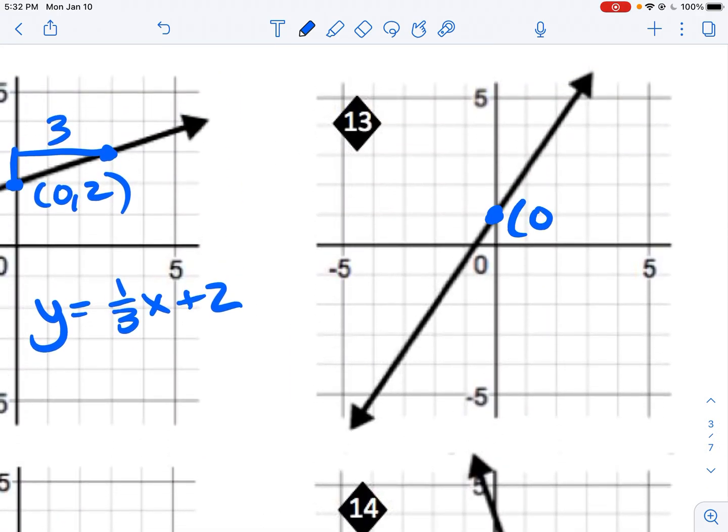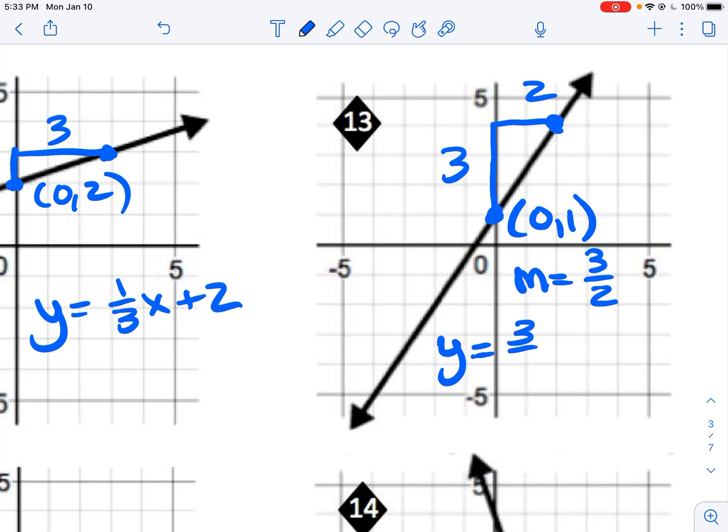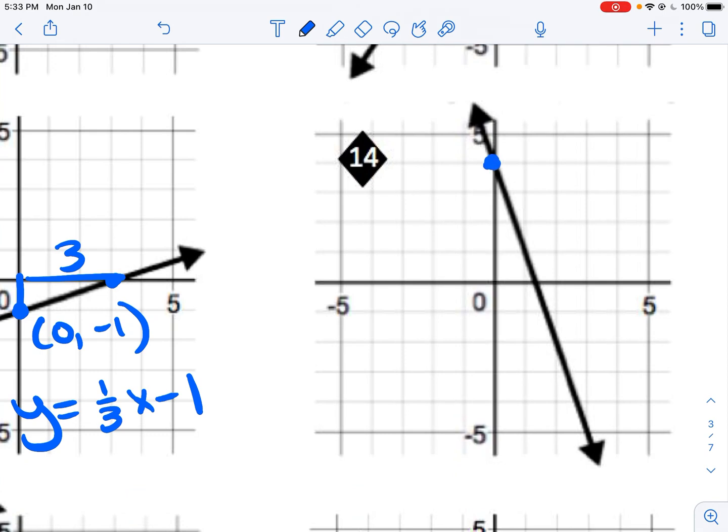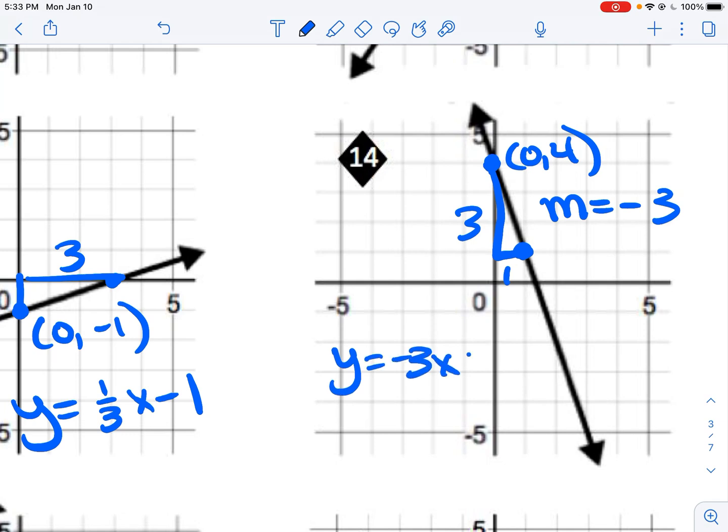Then this one goes through the point (0, 1). Goes through this point right here. It is a positive slope. It's going to be positive. Goes up 1, 2, 3, over 2. So 3 over 2. So y equals 3 over 2 x plus 1. This one goes through the point (0, 4). Goes through this point right here. It is going in a negative direction. Goes down 1, 2, 3. It goes over 1, so negative 3. So y equals negative 3x plus 4.